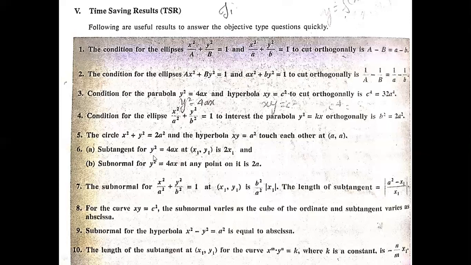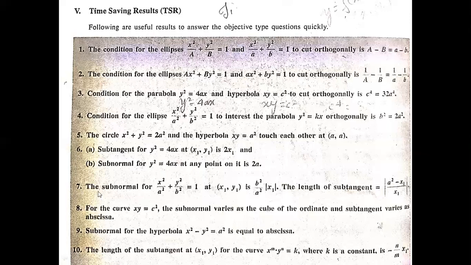The subtangent for the parabola y square is equal to 4ax at x1 comma y1 is 2x1. And the subnormal for the parabola y square is equal to 4ax at any point on it is 2a. A we should take from this.